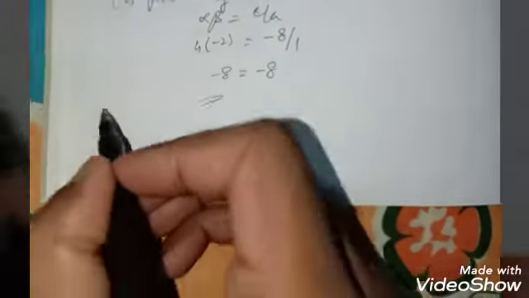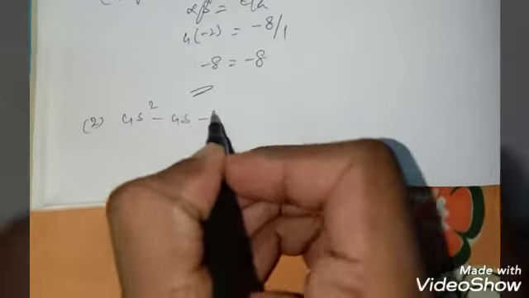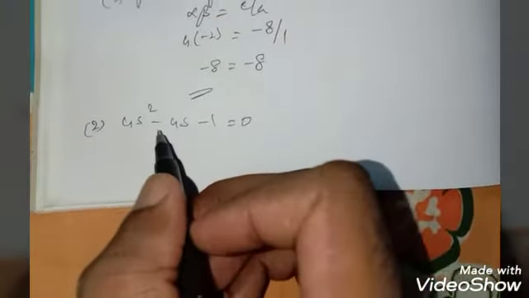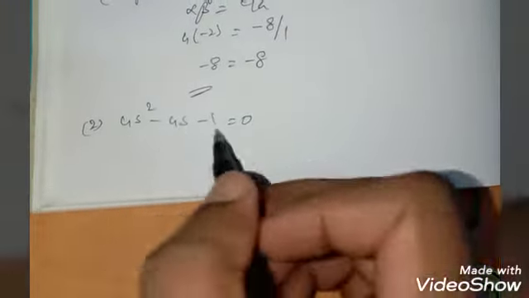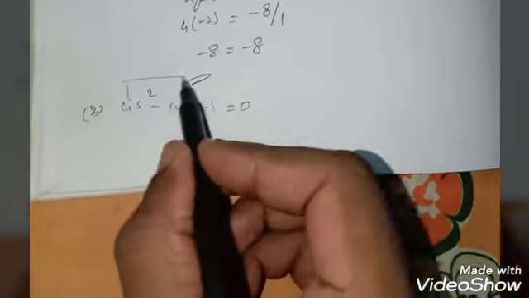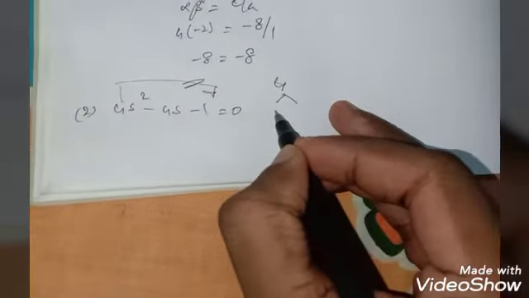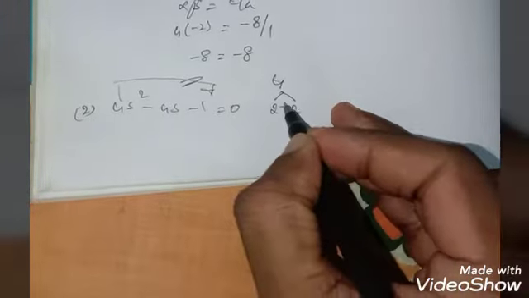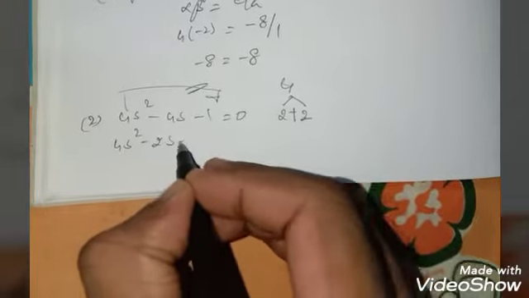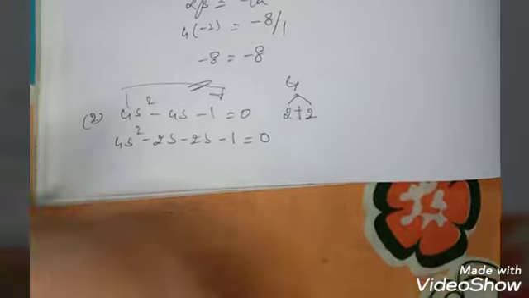Now if I go for the second one, that is 4s square minus 4s plus 1 equal to 0. Now this is a quadratic equation, and for this quadratic equation you have to find the zeros of the polynomial. How to find the zeros? If I multiply this 4 with 1, I am getting 4. Now what are the roots of 4? That is 2 2s are 4. Now 2 plus 2 is 4. So I can write 4s square minus 2s minus 2s plus 1 equal to 0.